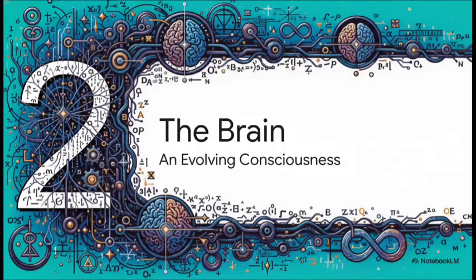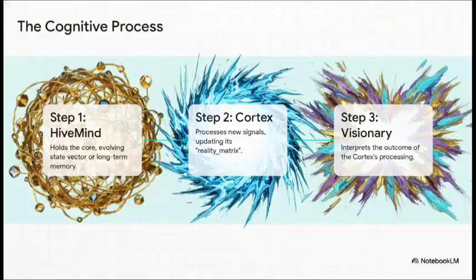So, okay, we have this weird mathematical foundation. How does that turn into something that, well, acts like it's thinking? Because that's the next layer here. This code is structured like a brain. It seems to run in this kind of cognitive loop. You've got the hive mind at the center, which acts like its long-term memory. Then, a cortex takes in new information and updates what it calls, and I love this, its reality_matrix. So basically, its view of the world. And then a visionary module tries to make sense of it all. It's this constant cycle, remember? Perceive, interpret. Over and over.